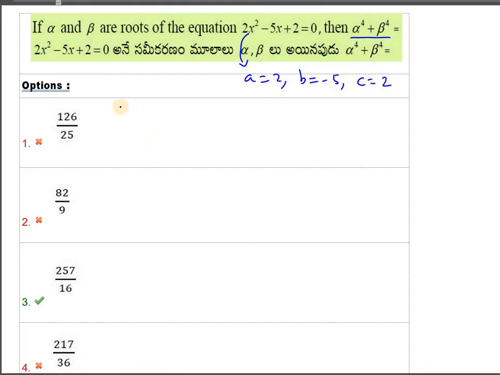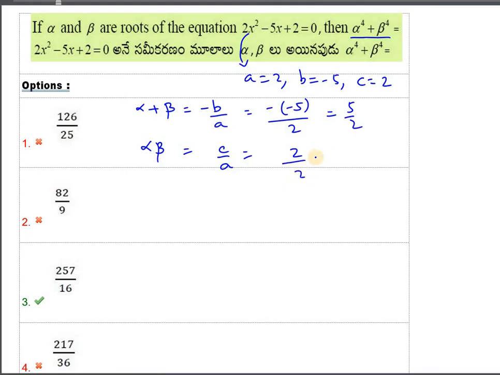So sum of the roots, alpha plus beta. Sum of the roots means alpha plus beta. We know the formula, otherwise you have to remember, minus b by a. Minus b means minus of minus 5, because b is already minus 5, by a, which is 2. So alpha plus beta is 5 by 2. Sum of the roots is 5 by 2. And product of the roots is what? Alpha multiplied by beta. Formula c by a. What is c?